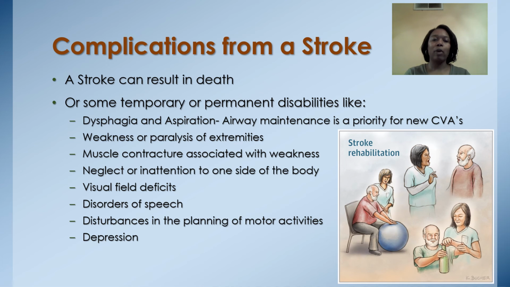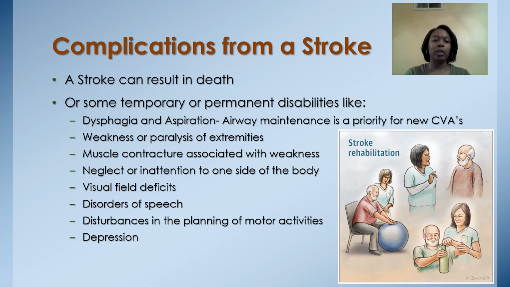Weakness or paralysis of the extremity. Muscle contractures associated with weakness. That's why it is important to continue range of motion and rehabilitation between OT and PT to decrease muscle contraction. Neglect or inattention of one side of the body. Visual deficits on one side of the body.